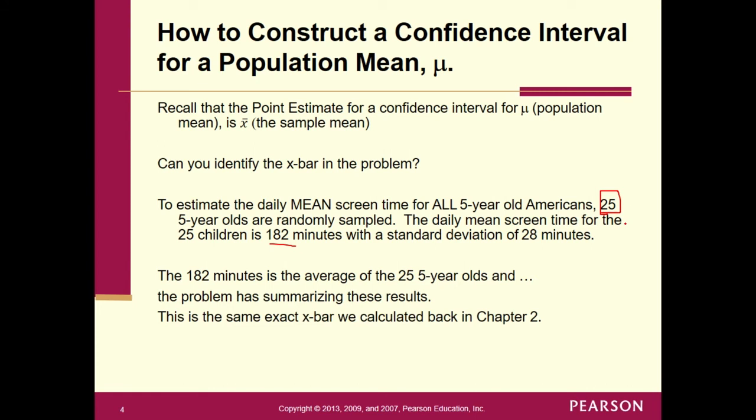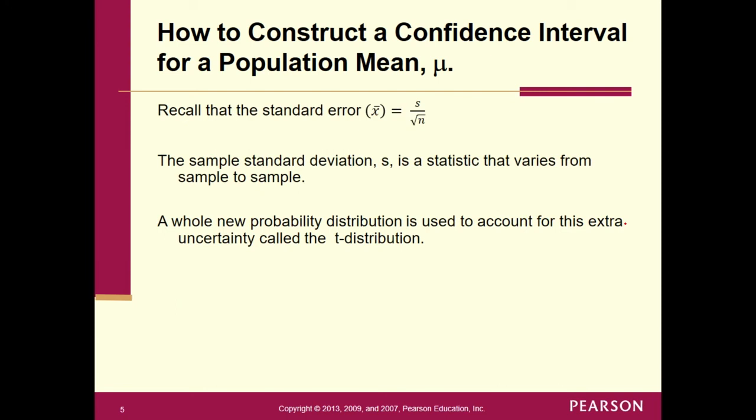All right, but this is exactly the same x bar that we calculated back in chapter 2. Nothing's changed there. Okay, we're just summarizing the results. We're making it easier on you, essentially. All right, recall that the standard error is what? The standard error of the sampling distribution of x bar is s divided by the square root of n.